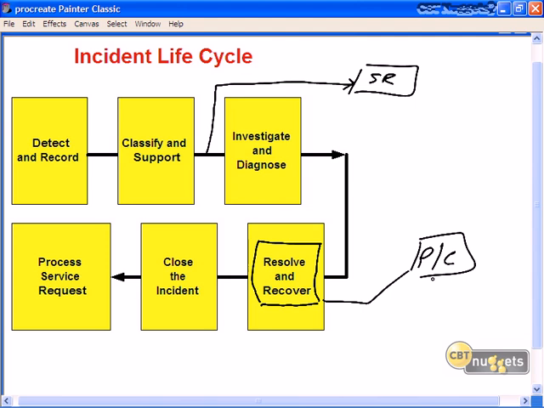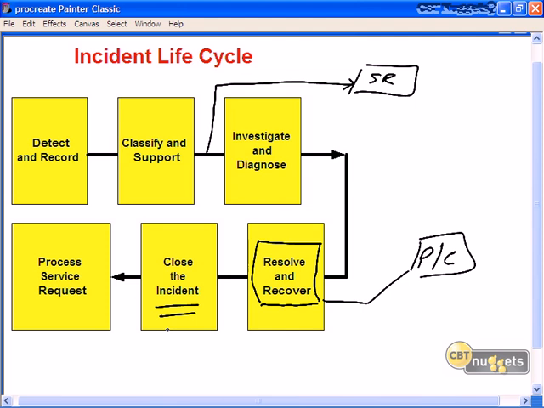Once that's put in place, then we've got closure. Everybody wants closure, in a relationship, in life, and of course in incident life cycles. The user is asked if they're satisfied with the solution, and then you close the incident. There may be some follow-up, maybe through a survey or a questionnaire, to help improve this process.